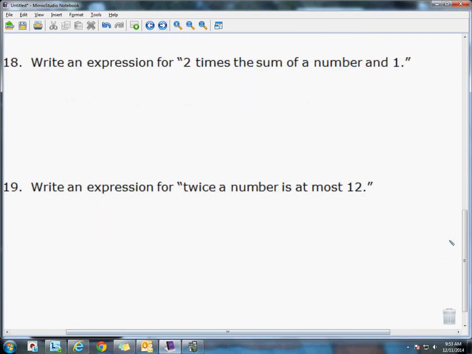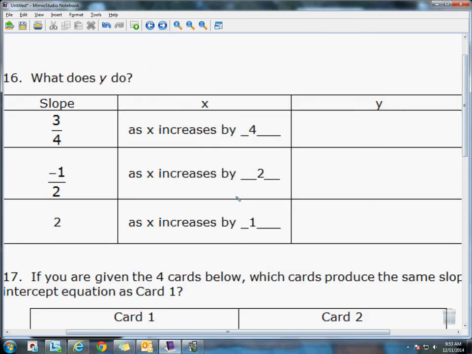Alright, number 16. It says, what does y do? So you have slope. You have this x box where it tells you as x increases by what number, what happens to y. So if you remember, slope is change in y over change in x. Okay, so here's my change in y, here's my change in x. So as x increases by 4, they're getting that from this. What's happening to y? Well, I have a positive 3, so y increases by 3.